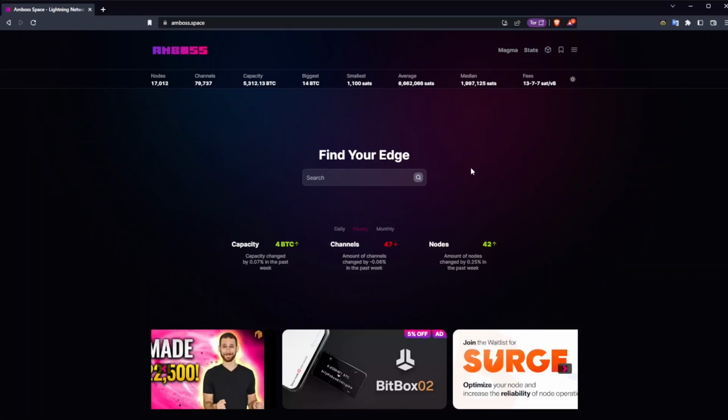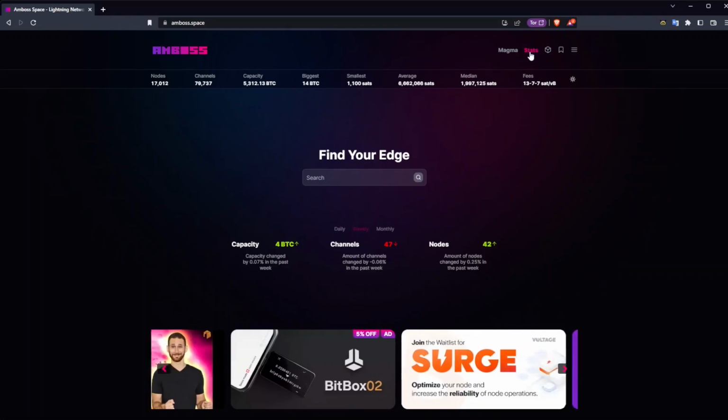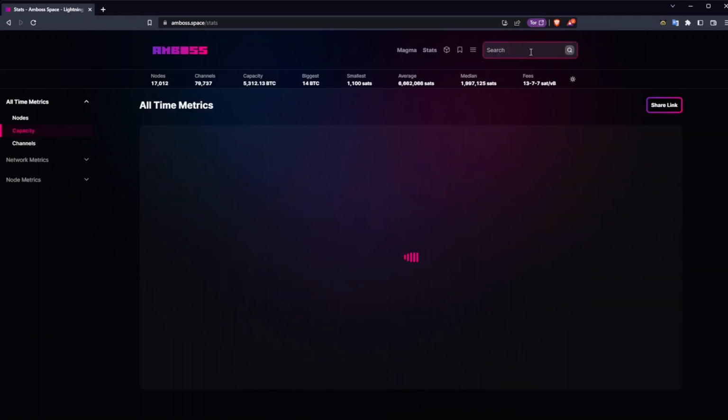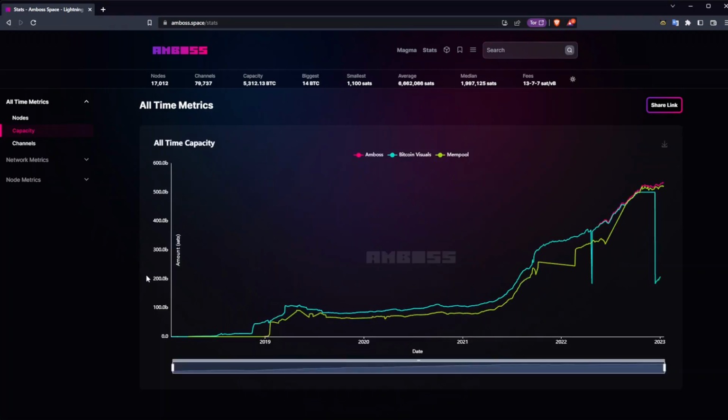So from the home page of Amboss.Space, I'll navigate over to stats. And what comes up is the all-time metrics showing the capacity growth of the Lightning Network. And we can actually see Amboss pop up right here when we began taking snapshots of the Lightning Network. And you'll be able to see its growth, and you can also see the other sources, including Bitcoin visuals.